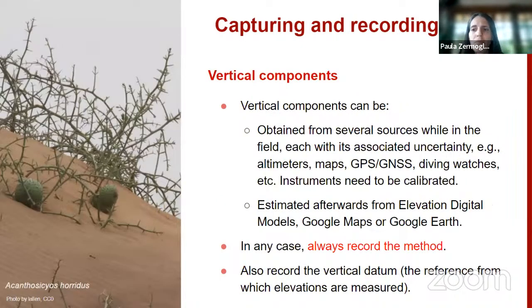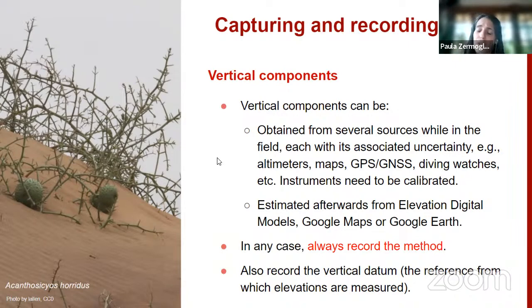About the vertical components, some recommendations. Vertical components can be obtained from several sources, both while we are in the field collecting or observing species, or they can be estimated afterwards using elevation digital models or Google Earth or Google Maps. We have to be careful with the vertical components. If we're measuring in the field, instruments need to be calibrated, and the measures that GPS devices give are to this day not very trustworthy. So careful with the vertical components.